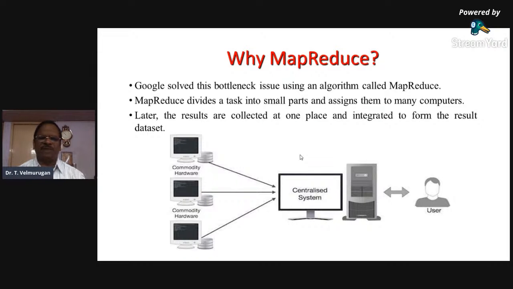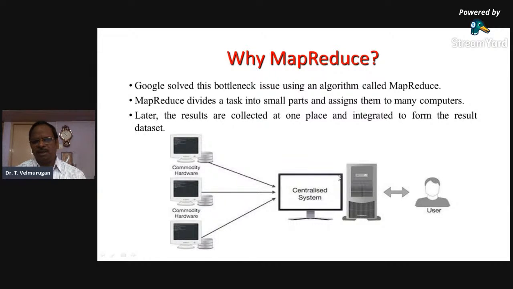The large volumes of data are split into small parts and given to many computers. Each and every computer processes a small part of the clustered data which is produced by the MapReduce method. The results are collected at one place after the processing of the multiple sources, and the results are integrated to form the result data set. This is actually done by using the MapReduce method.